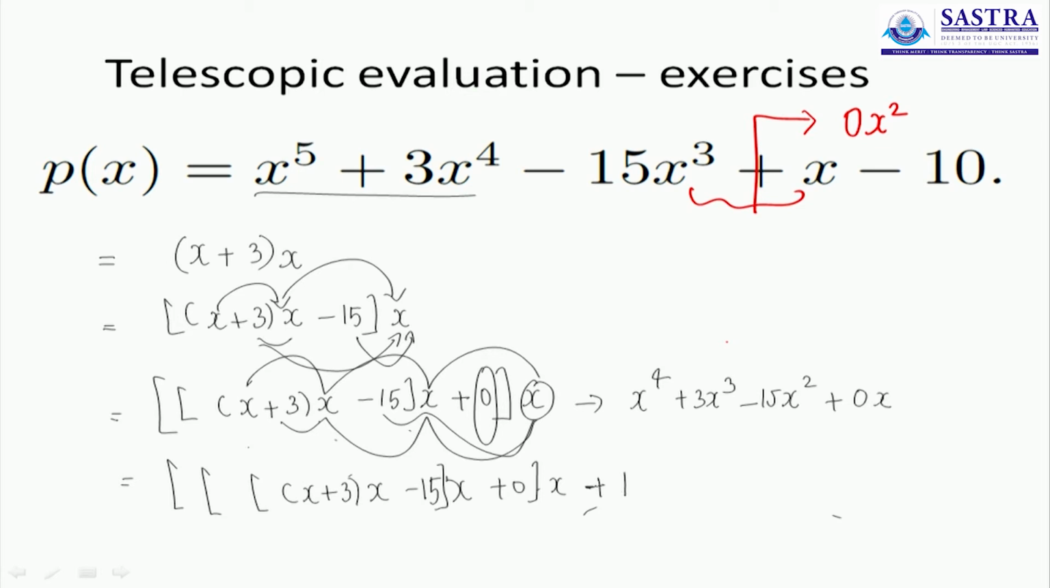introducing a 1. Why a 1 here? Because the coefficient of the x power 1 term is just 1. So now you will just have to multiply every term in the previous step by x. So you will get an x power 5, you will get an x power 4, you will get a 15x cube, you won't get an x square because it's 0x square, and now you will also get a 1x.